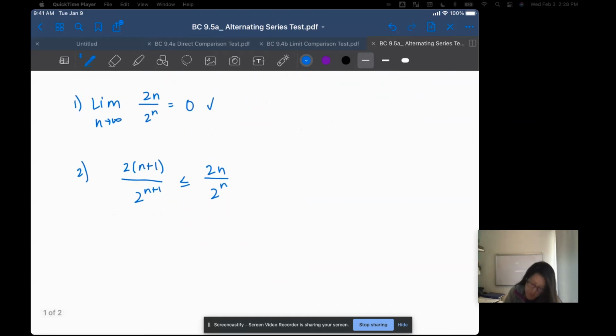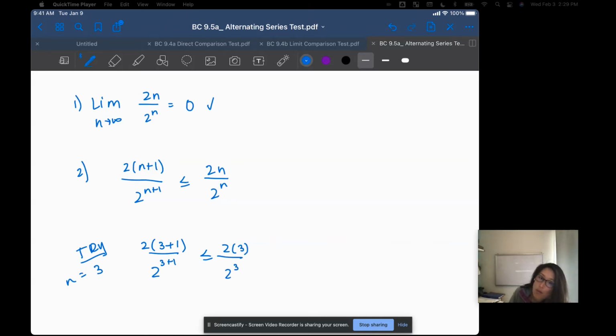And if you're not sure, just plug in a value, okay? So let's try like 3, n equals 3. So 2 times 3 plus 1 over 2 to the 3 plus 1 is less than or equal to 2 times 3 over 2 to the 3. Now we're not sure, or you can expand the function to see if it works. Okay, so I'm testing only one n value, but it does give me an idea of what is happening.